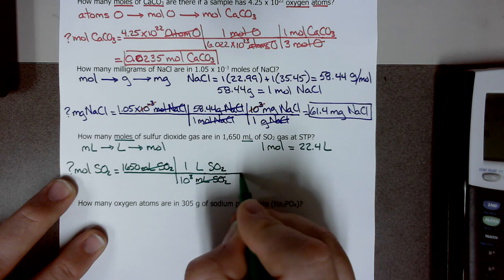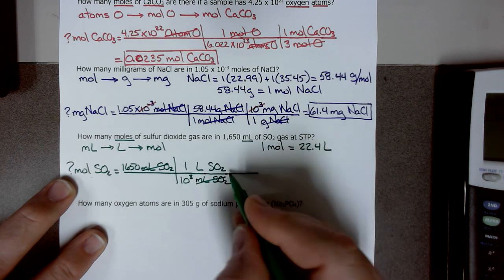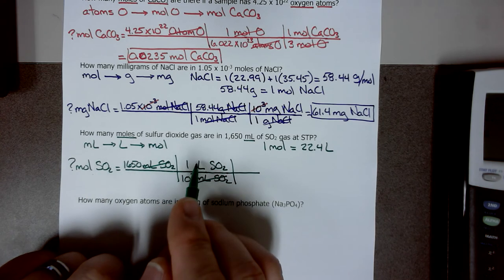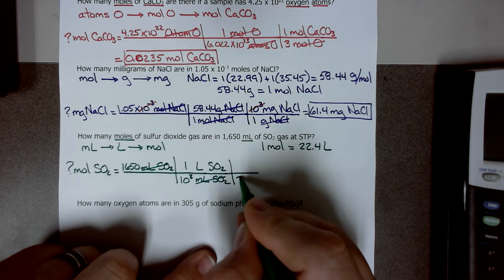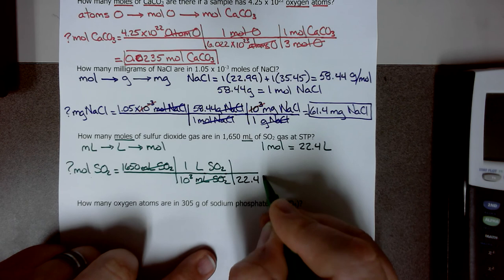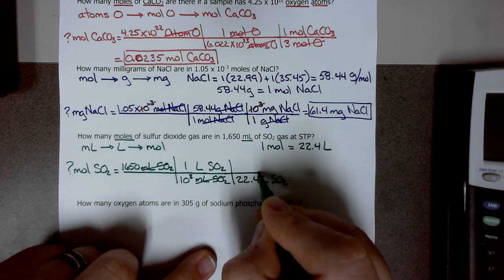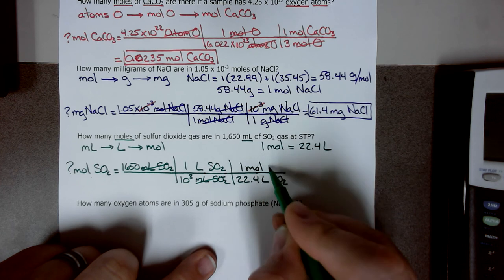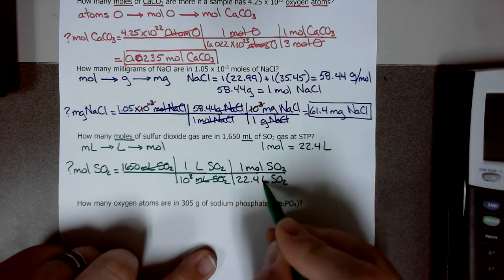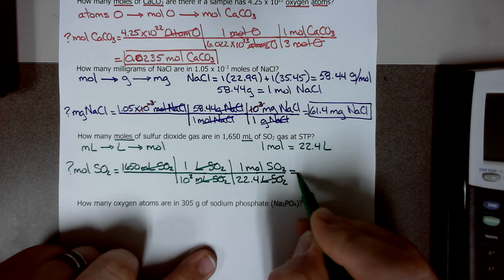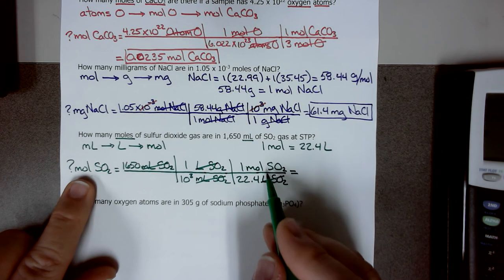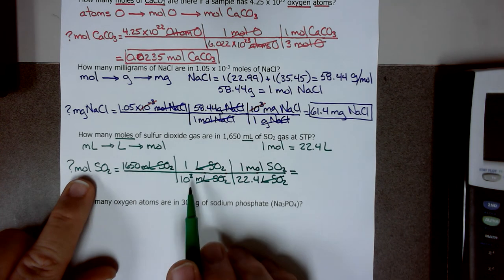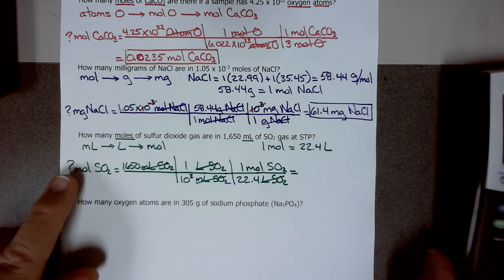Now I can go from liters to moles. So liters here to moles, remember that's what I'm looking for. And so liters on top, so I'm going to put 22.4 liters of SO2 on bottom. And then that is 1 mole of that gas, SO2. And so I'm looking for moles of SO2. So I'm just going to take 1650 divided by 1,000 divided by 22.4.